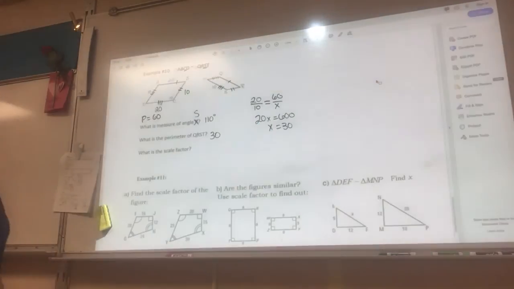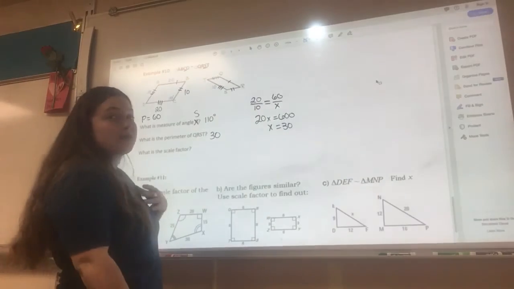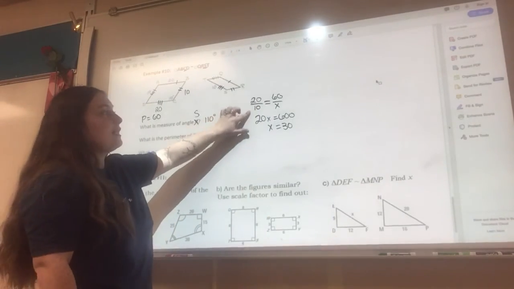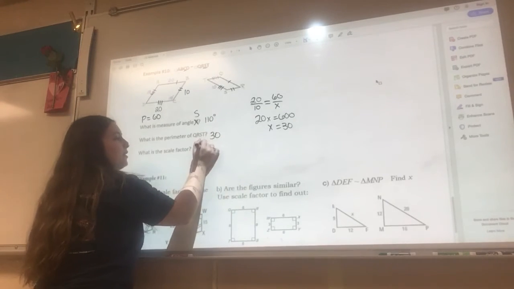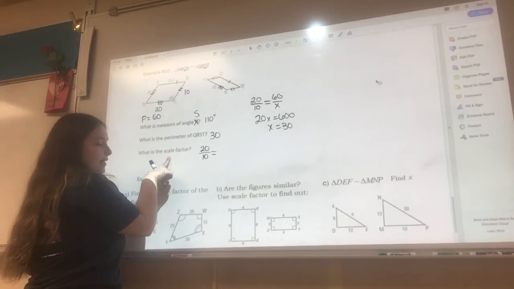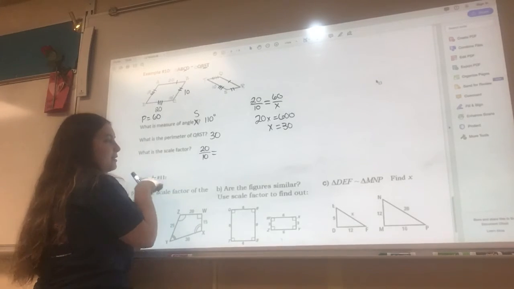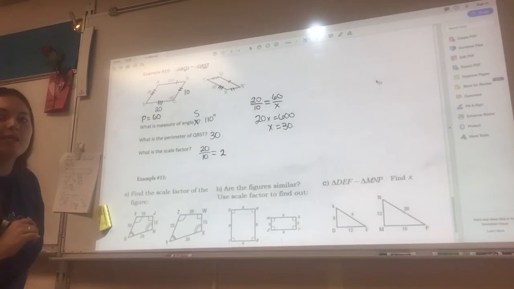And now it's asking, what's the scale factor? Well, we now have our perimeters, so we can use our perimeters, or we can use the two side lengths that we knew we could set equal to each other. So we're going to do that one. We're going to see that 20 over 10 simplified, because we have to have the scale factor as simplified as possible, is 2. Our scale factor is 2.